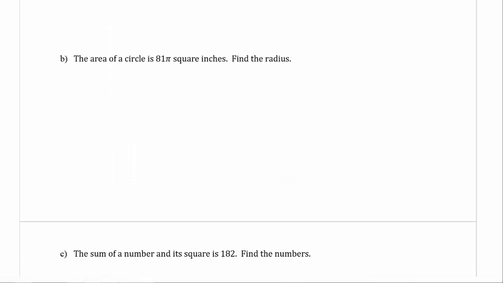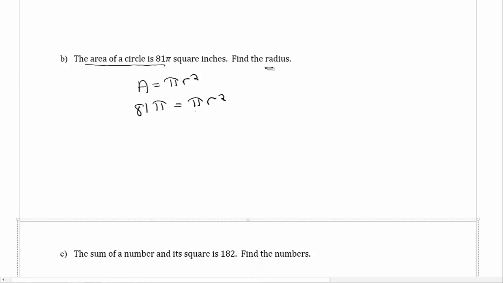Now the area of a circle is 81 pi square inches, and we want to find the radius. The equation for the area of a circle is pi r squared. We're given the area, so again, replace the A in this equation with 81 pi, and that's equal to pi r squared. We want to find the radius, so we want to solve this equation for r. I'm going to divide both sides by pi, and that will cancel these pi's out. And so we get 81 is equal to r squared.